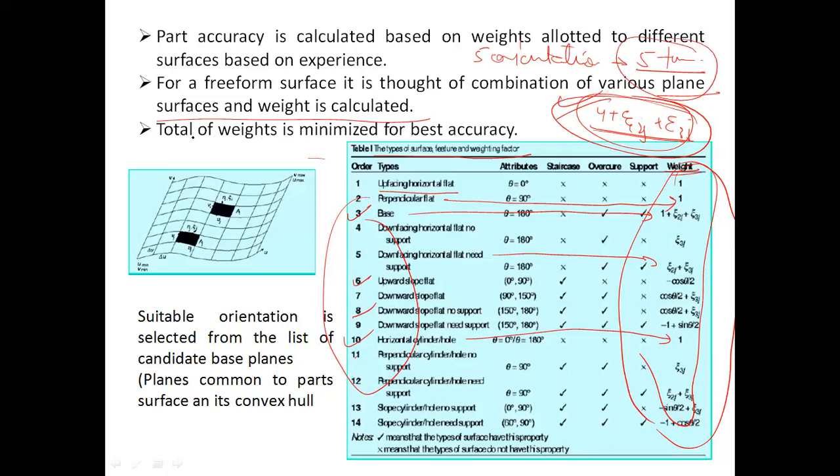So the least weight value is taken as the best accuracy for the solid model. The complete surface is divided into segments. Each segment is assigned a weight, and you add that weight to get the best accuracy for the function.